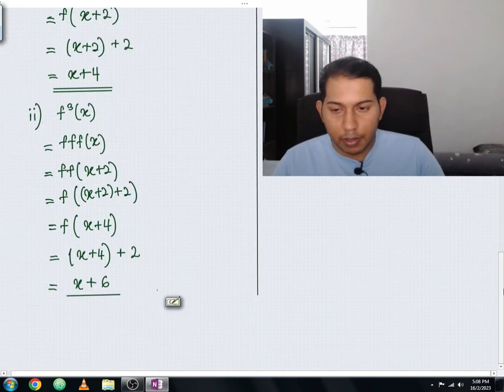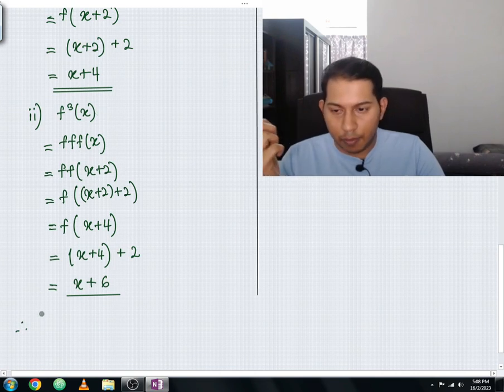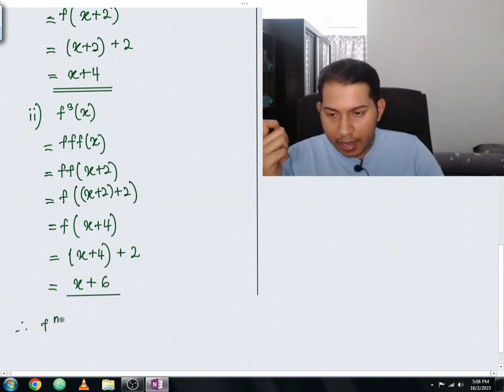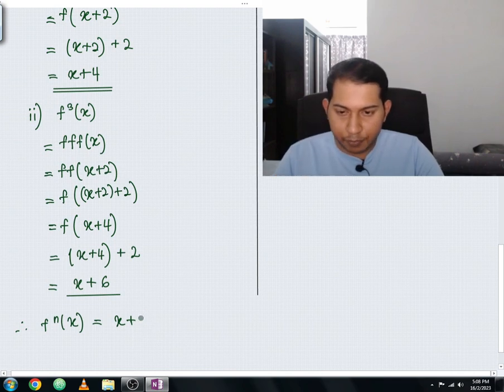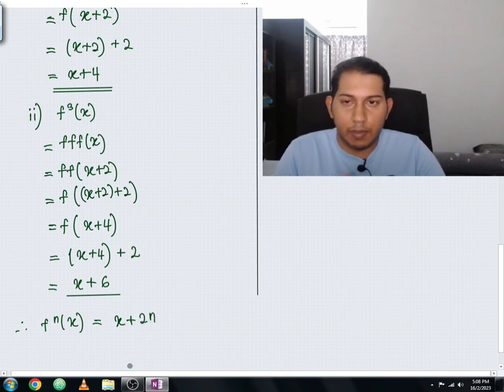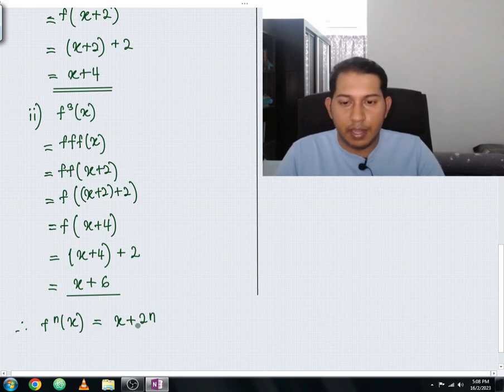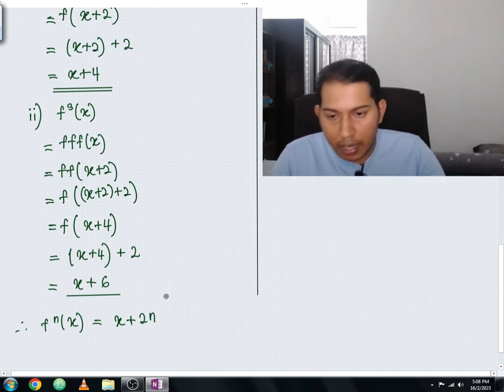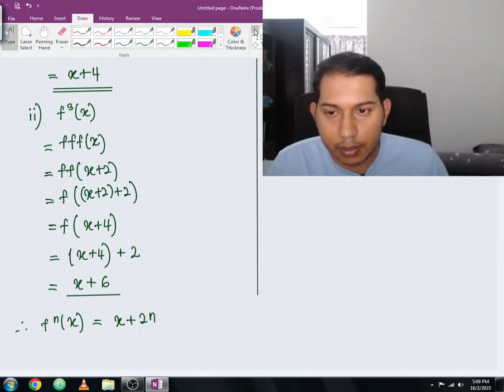That pattern you already calculated. So every time it's increasing by n number of times. Hence function f n x will be equal to x plus 2n. So this will be your answer. Every time your n increases, you will get a difference of 2 at the coefficient of n. So this is your answer, guys, for question B part 2. Let me underline this.